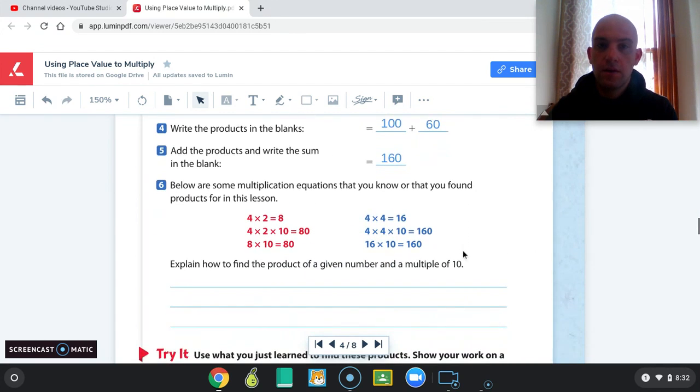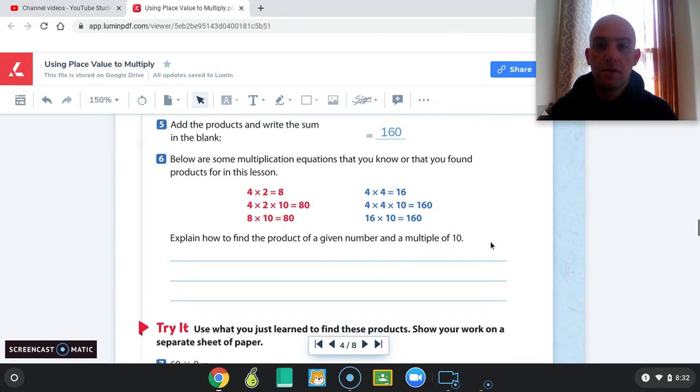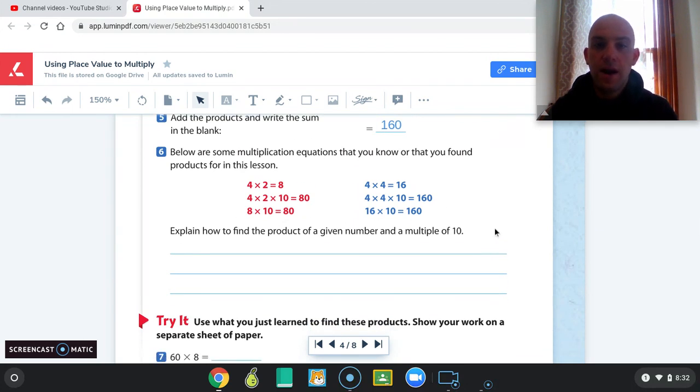So this is a lower multiplication equation that you know or you have found products for in this lesson. Explain how to find products for a given number and a multiple of 10. So when we want to find the product of a given number and a multiple of 10, we can take our number that we want to multiply by 10 and we just add a 0 to the end of it.